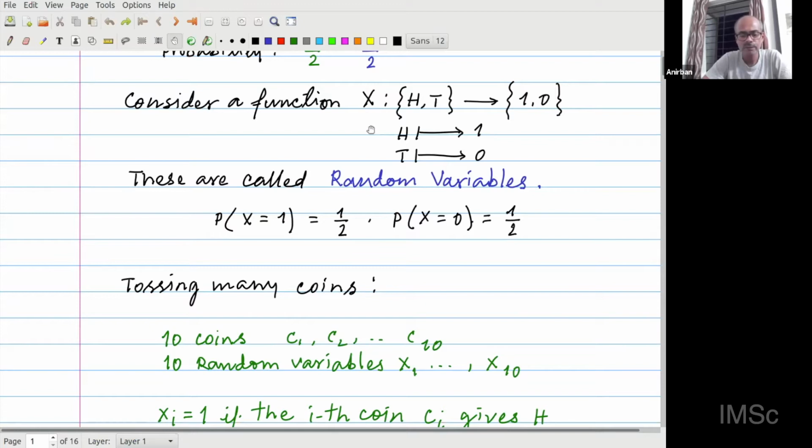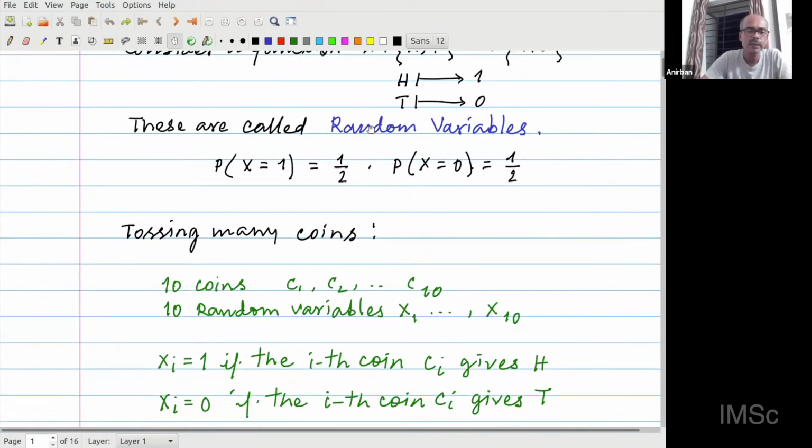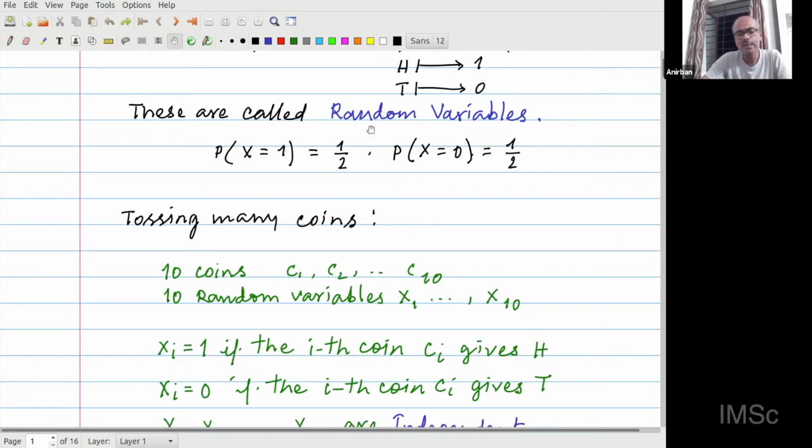So if I toss the first coin and get head, then X1 takes the value 1, and if I get tail, then X1 takes the value 0. And so for the ith coin, with i running from 1 to 10, we take the ith coin and toss it. If we get head, then Xi is 1, and if it is tail, then Xi is 0. And all these events are independent.